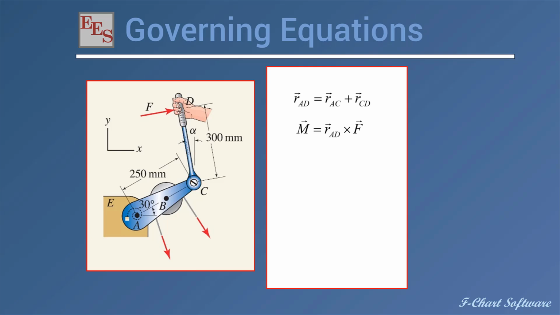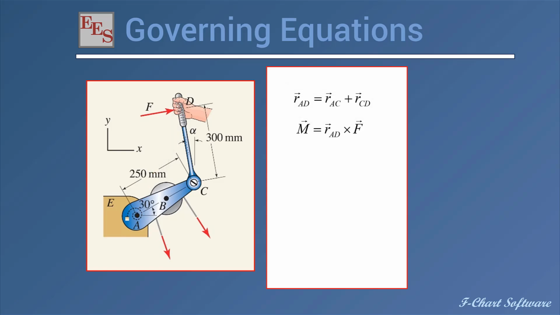And given those two position vectors, then I can define a position vector between point A, which is the bearing, and that's the point we're trying to determine the moment around, to point D, which is the location where the force is applied. And that's just this equation where I'm adding those position vectors.